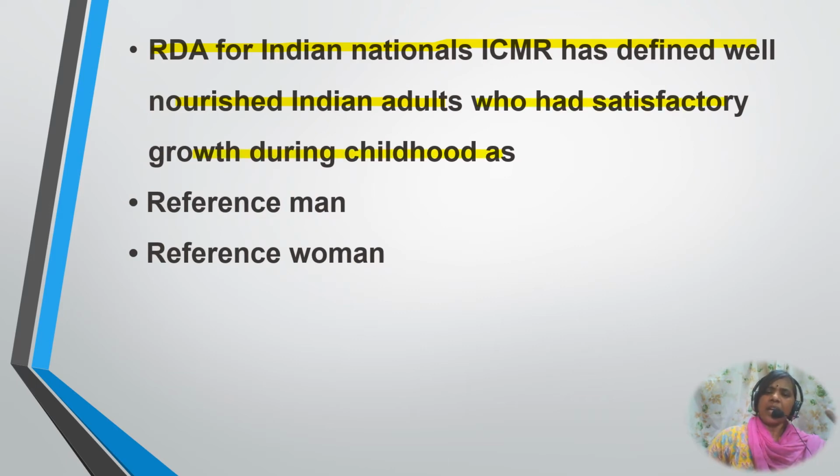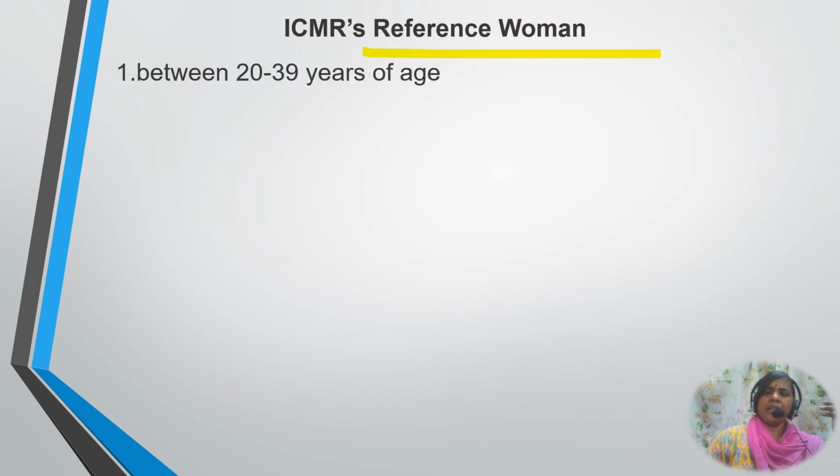So that has been divided as a reference man and a reference woman. So they have given a clear definition of reference man and reference woman. Let us see that now. We start with ICMR's definition of a reference woman. So here, when we say a reference woman, these are all the criteria that have to be fulfilled.